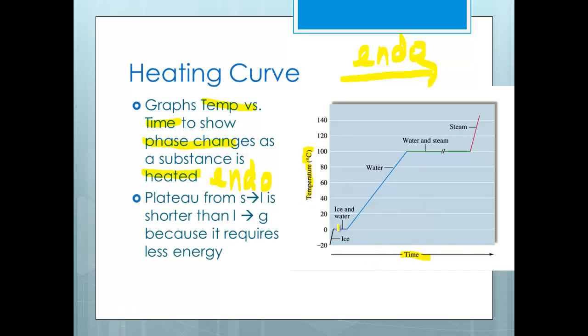Now, one thing we talked about is that the plateau between solid and liquid is much shorter than the plateau between going from a liquid to a gas, because the jump from a solid to a liquid is much smaller in the amount of energy than the jump between a liquid and a gas. Gases are 1/1000th as dense as liquids and solids, so that transition is going to take a lot more energy, so that's why that plateau is larger there.